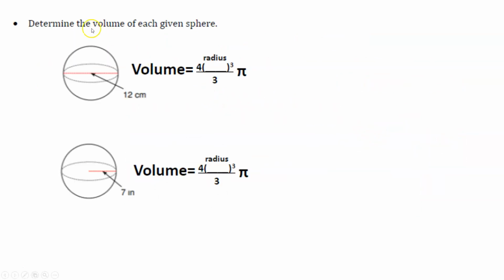Alright, moving on. Here it says determine the volume of each given sphere. So they give us two spheres, or ball shape. Well, sphere is a nicer word for it. It's actually the mathematical word for it too. So first things first, they give me the diameter, which is from end to end, which is about 12.